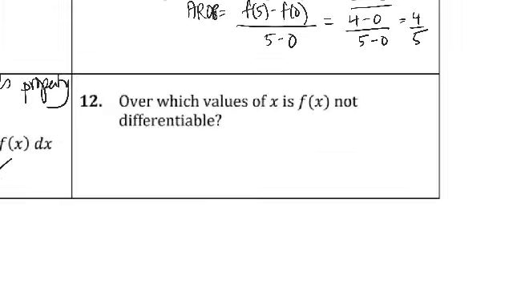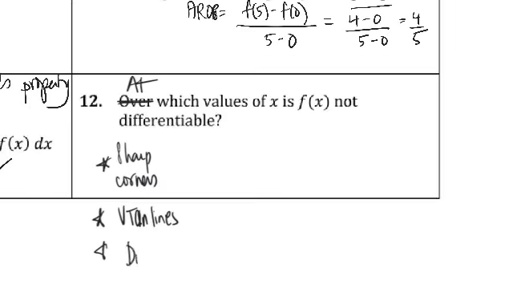Over which values of x? It really should say at which values of x is f of x not differentiable. So we're looking for our sharp corners, our vertical tangent lines, and our, what else are we looking for? Any discontinuities is what we're looking for.